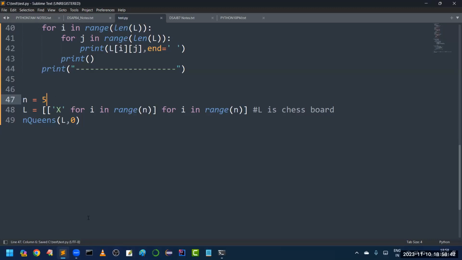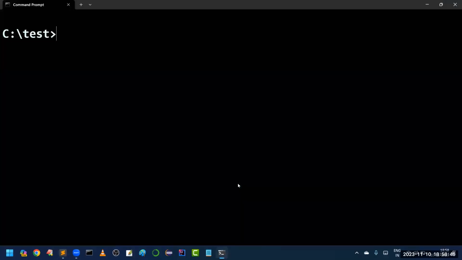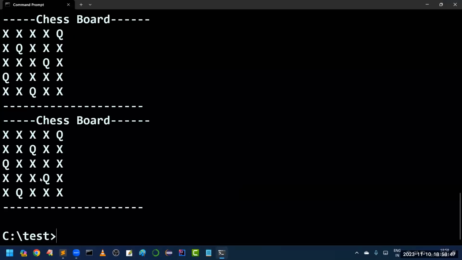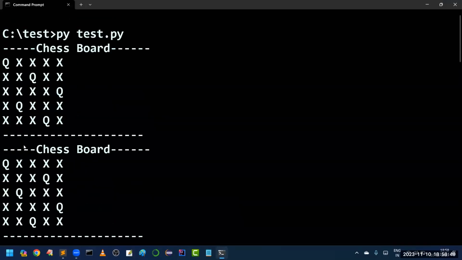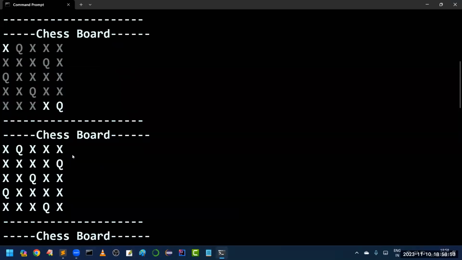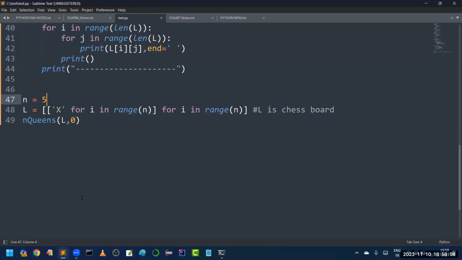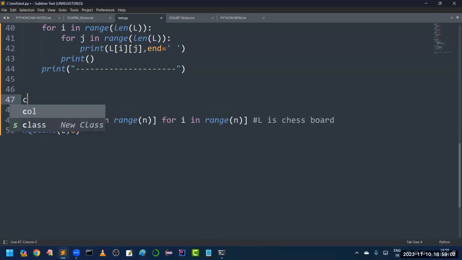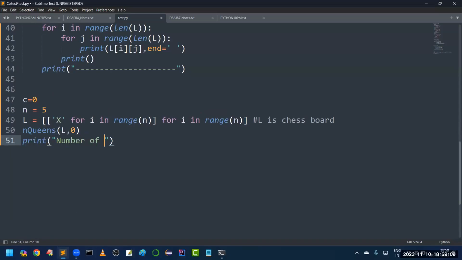Sir, if you take n value as 5, then what will happen? So it is going to give how many solutions? Multiple solutions will be there for this. This is the first solution, this is the second solution, third solution, like that. If you want to count how many solutions are there, we can write a small logic here. What is that logic here? Count is equal to initially 0, and after completion of these we can print number of solutions, which is nothing but I am printing the value of c.